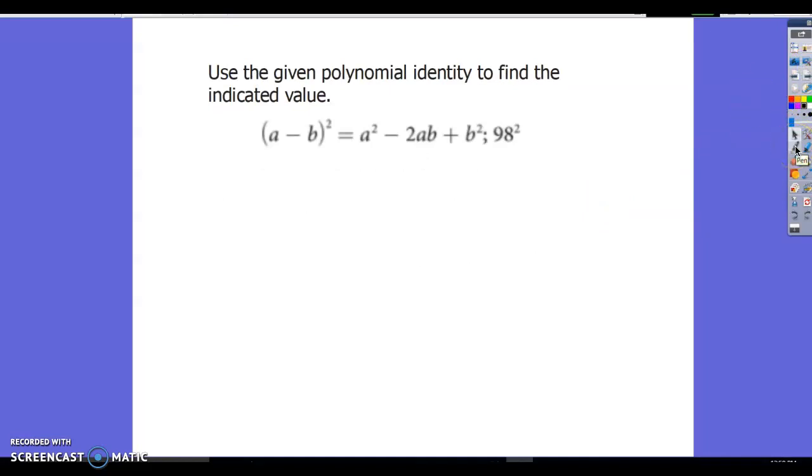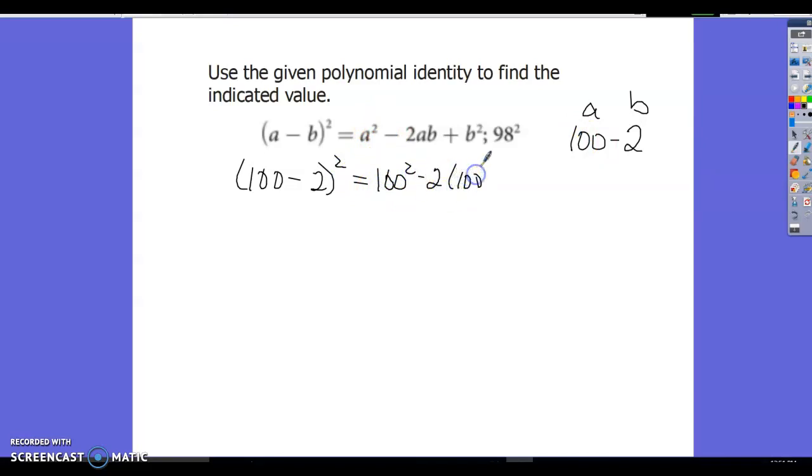All right, let's do the same thing with this one. Use the given polynomial identity to find the indicated value. We're doing a difference squared this time. If we think about 98, that could be 100 minus 2. So let's plug in 100 for a and 2 for b. So if we do (100 - 2) squared, it's 100 squared minus 2 times 100 times 2 plus 2 squared.